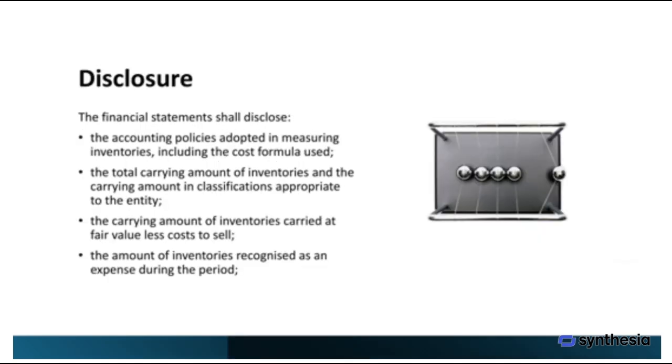The financial statements shall disclose the accounting policies adopted in measuring inventories, including the cost formula used. They must also present the total carrying amount of inventories classified in a manner appropriate to the entity. Additionally, the carrying amount of inventories measured at fair value less cost to sell should be disclosed. Finally, the amount of inventories recognized as an expense during the period must be reported.